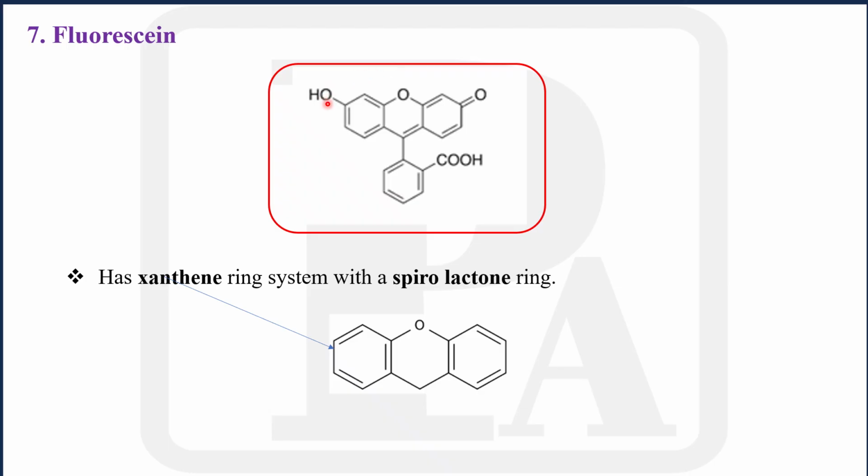Extra groups are one hydroxy group, and the center position is connected to the second position of benzoic acid. So it is having a xanthene ring system with the spirolactone, the center one is connected with the benzoic acid, and this is also connected with one hydroxy group. So this is fluorescein. For fluorescein sodium, these two hydrogens are replaced by Na. So that is called fluorescein sodium.